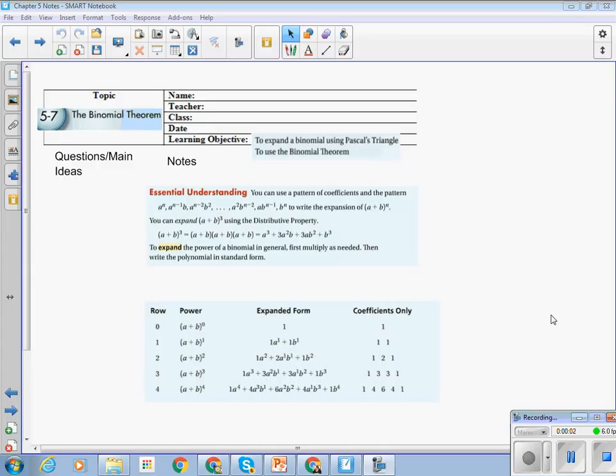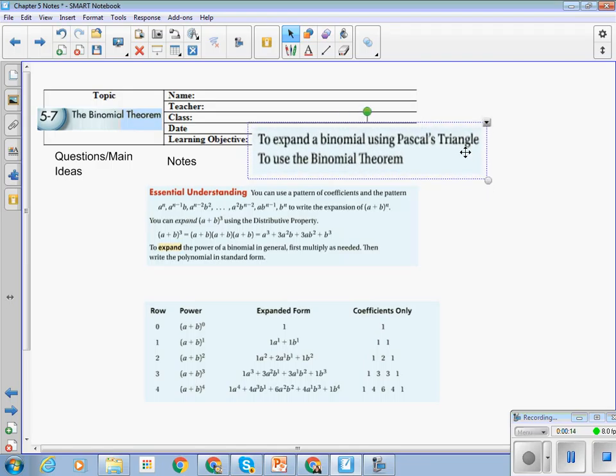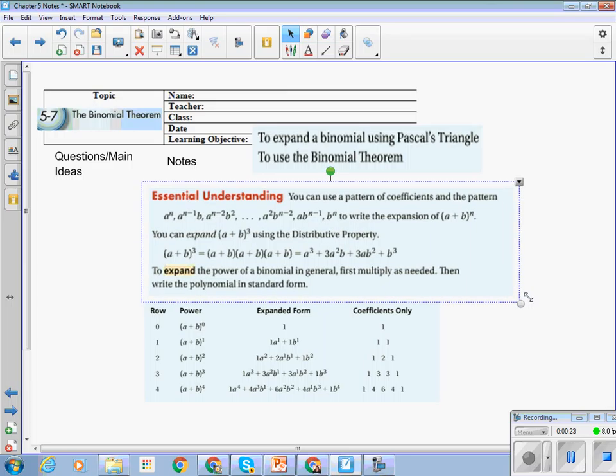All right, so this is Chapter 5, Section 7, the Binomial Theorem. We are going to use Pascal's Triangle to expand a binomial, and we're going to use the Binomial Theorem. Yay! So, super exciting stuff, because I love triangles.